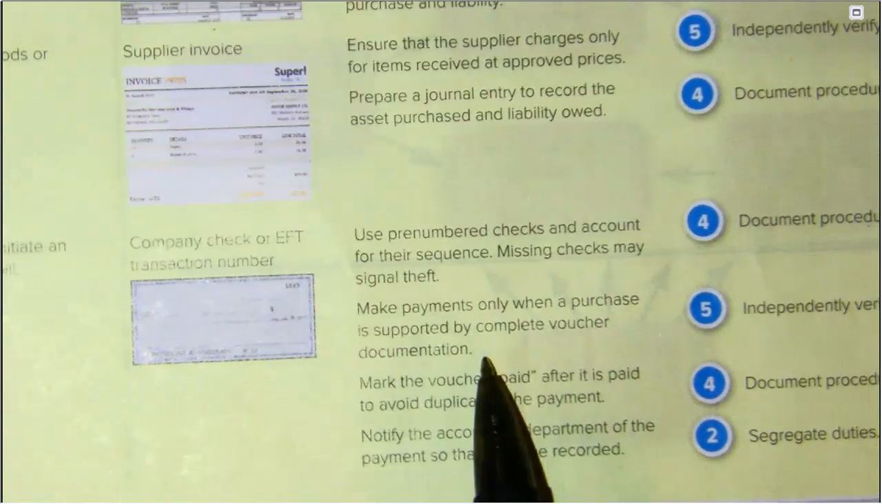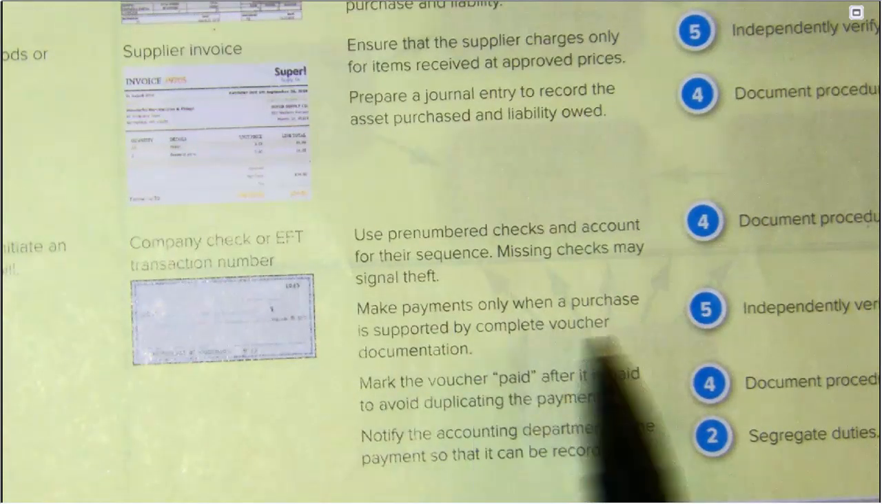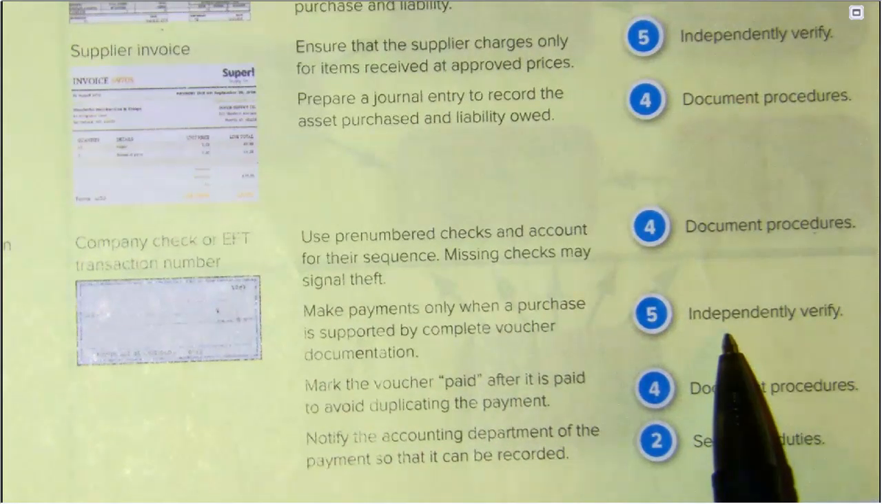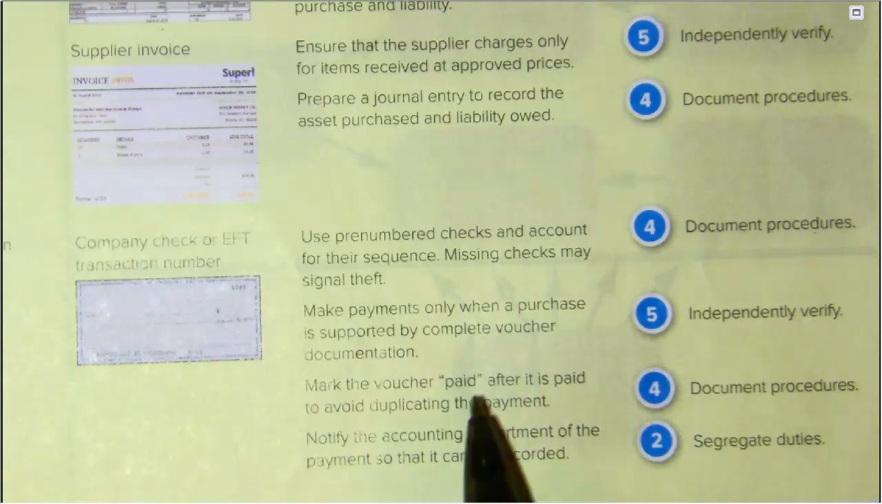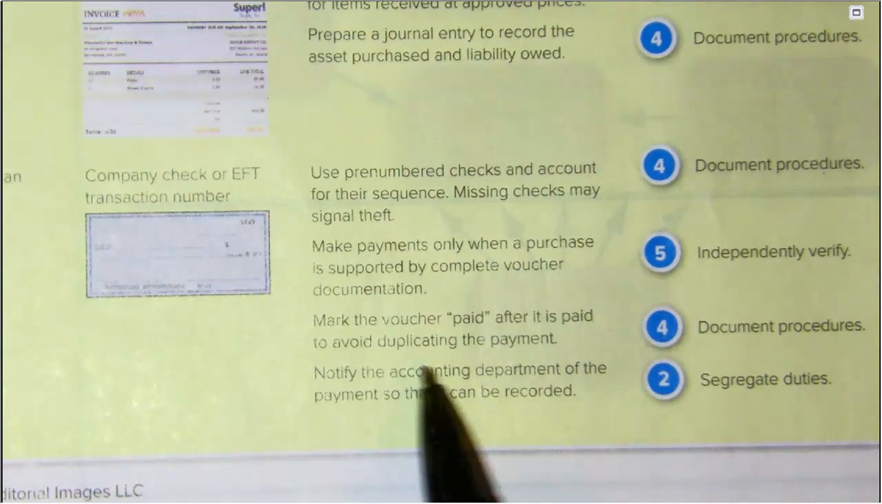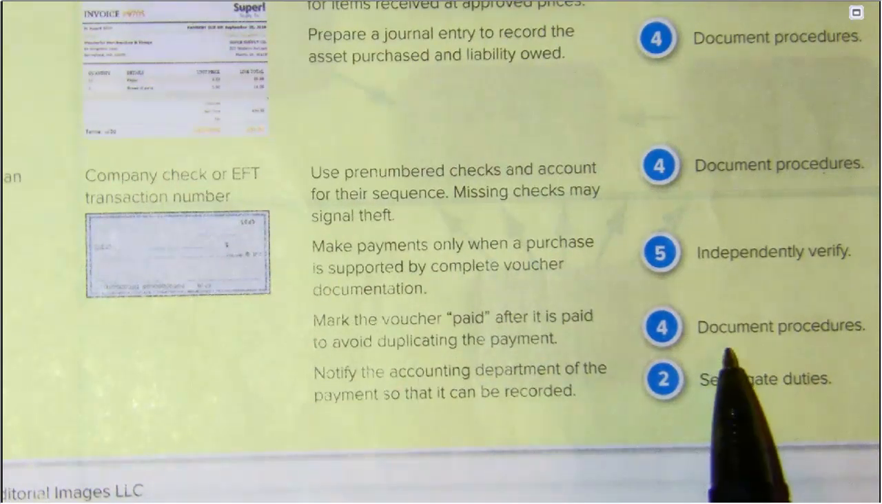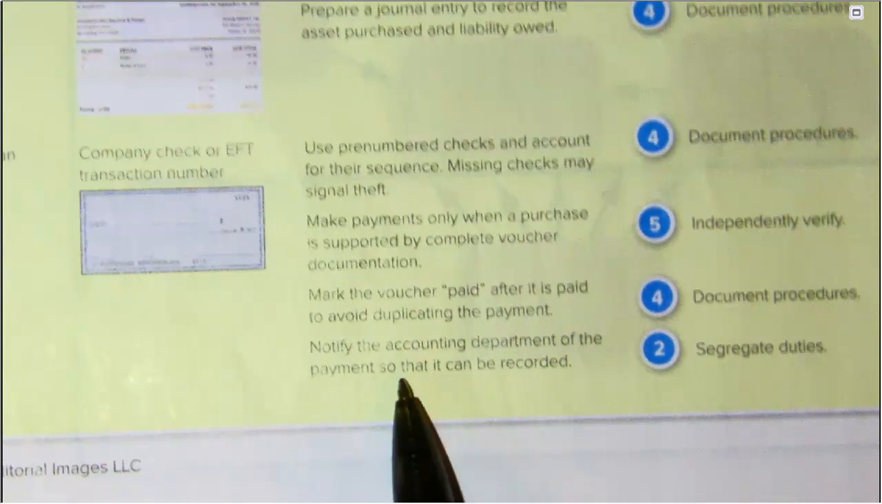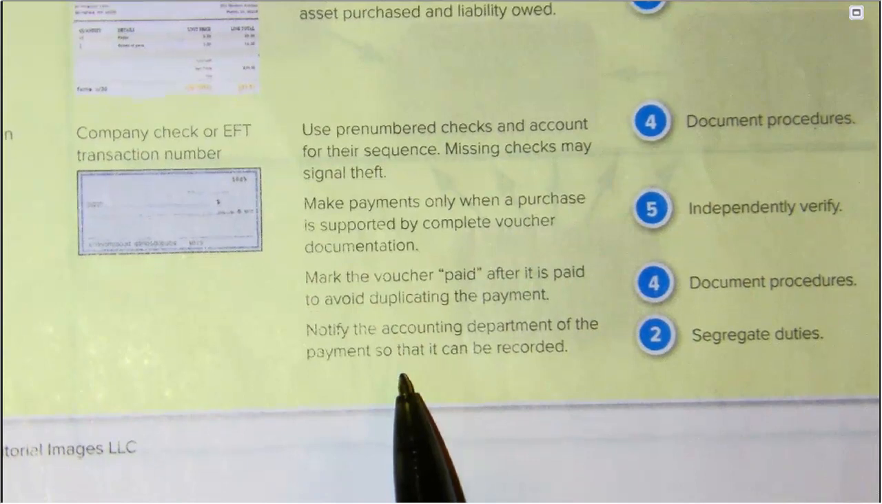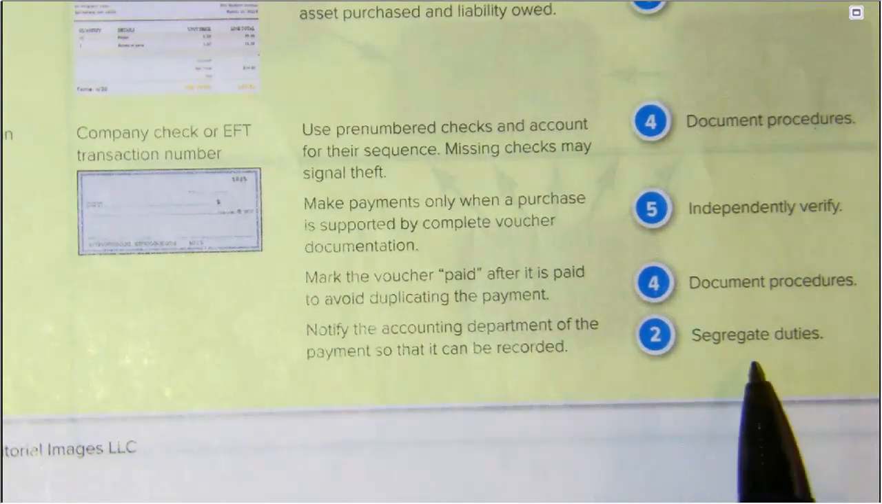We make payments only when a purchase is supported by the complete voucher. So someone in the treasurer's department goes through all those same documents that the accountant does. Then the voucher is marked paid after it is paid to prevent a second payment, again documenting procedures. And finally, they notify the accounting department that they can now record the payment, so debit accounts payable and credit cash. And again, we're separating out the handling of the cash from the record keeping or journal entries.